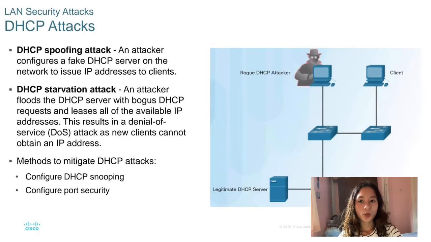DHCP attacks. There are two types of DHCP attacks. The first one is the DHCP spoofing attack. An attacker configures a fake DHCP server on the network to issue IP addresses to clients. And the second one is the DHCP starvation attack. An attacker floods the DHCP server with bogus DHCP requests and uses all the available IP addresses. This results in a denial of service or DoS attack as new clients cannot obtain an IP address. And methods to mitigate DHCP attacks are configure DHCP snooping and configure port security.